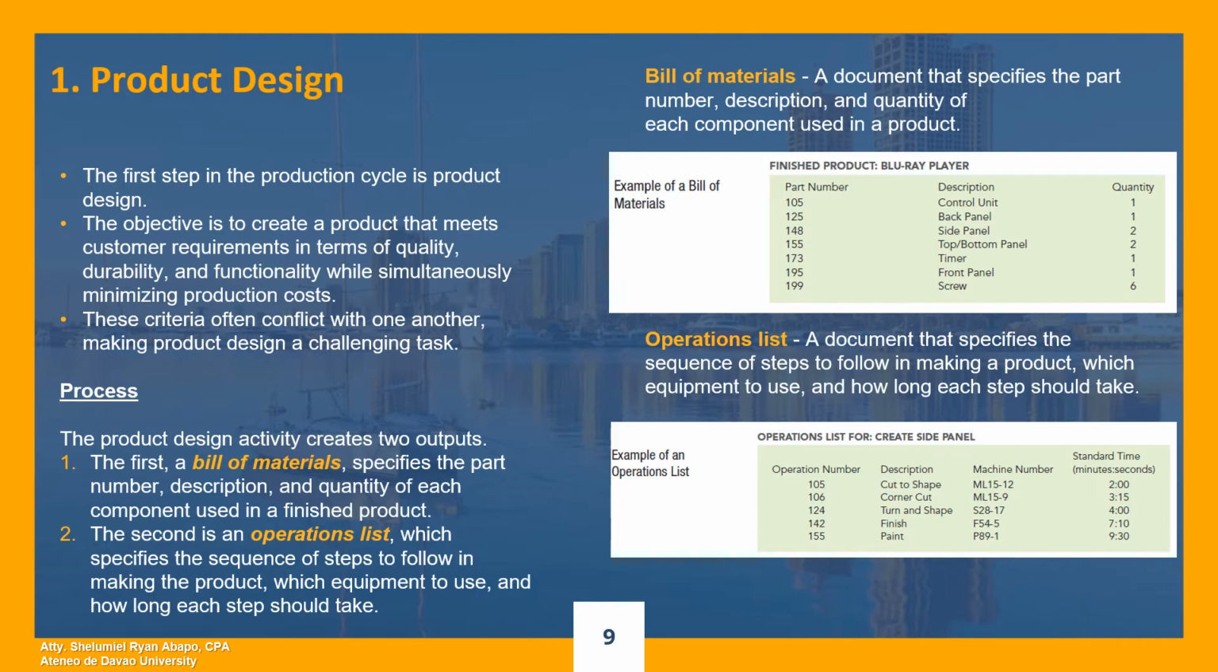Now, the product design activity creates two outputs. First will be the bill of materials, and second will be the operations list. A bill of materials is a document that specifies the part number, description, and quantity of each component used in the product. An example of a bill of materials can be seen on the right side of your screen, which shows you the part numbers, the description, and the quantity. Operations list, on the other hand, is a document that specifies the sequence of steps to follow in making a product, which equipment to use, and how long each step should take.